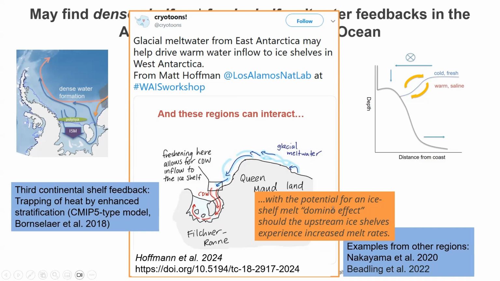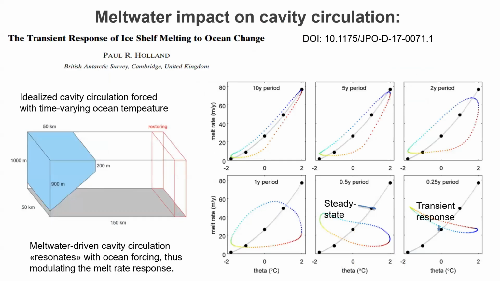And there's even another feedback that has been mentioned in a climate model type framework: simply that meltwater increasing the stratification in the upper ocean reduces surface heat loss and therefore traps more heat onto the continental shelf. So there's a lot of interactions going on in this shelf break coastal area.